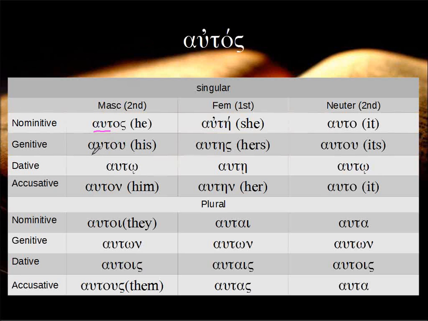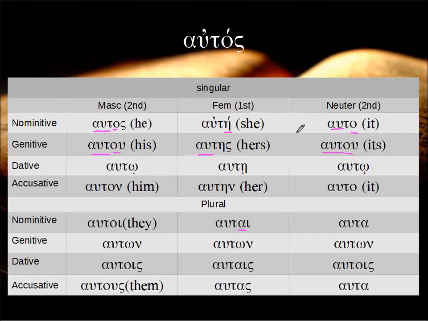You'll notice the alpha, upsilon, tau for all of the forms, don't you? Every form has that alpha, upsilon, tau. What I meant about the vowel ending of the stem is this. Notice the omicron for the masculine and neuter. That's what I mean about the vowel stem changing. And then for the feminine, we have the eta as well as the alpha. So when you see the eta or alpha at the end of the alpha, upsilon, tau, that's a feminine. But if you see the omicron, that is either a masculine or a neuter.